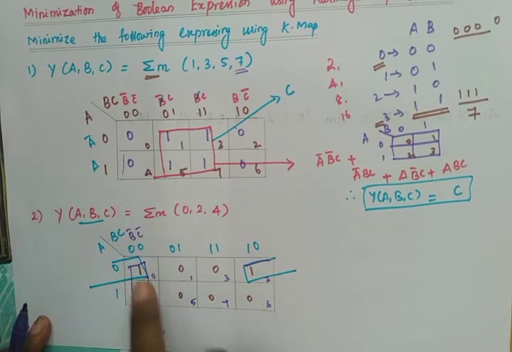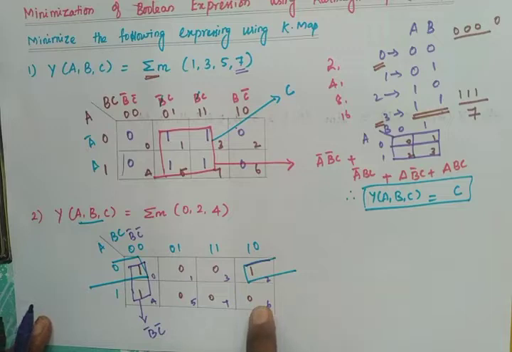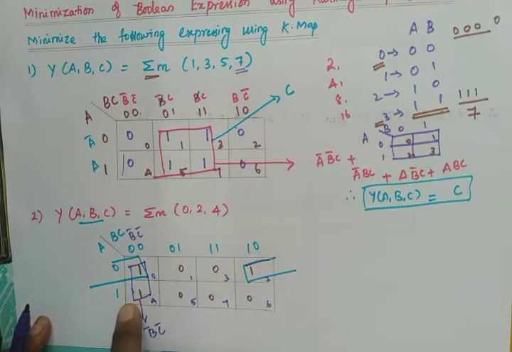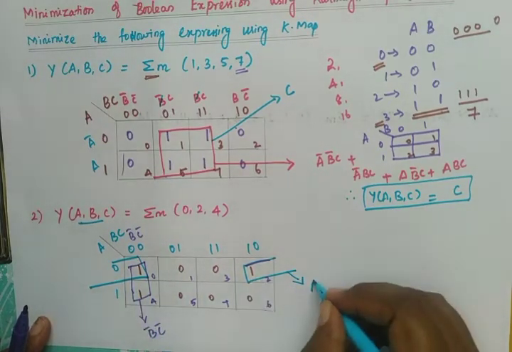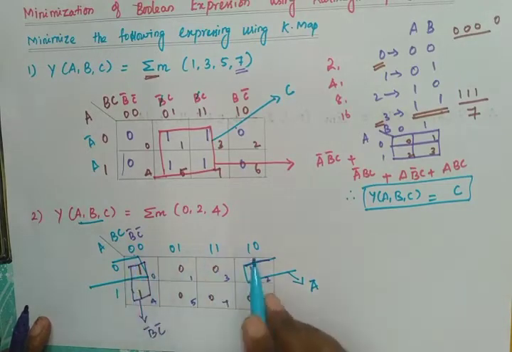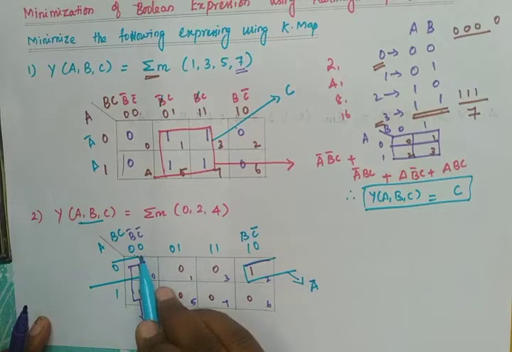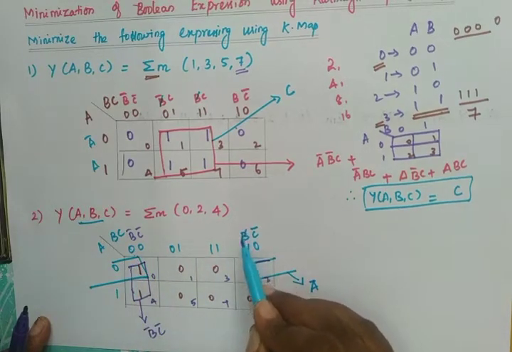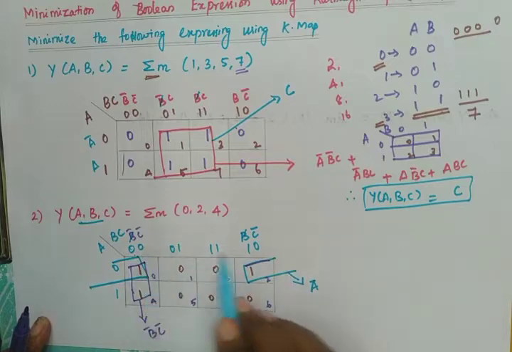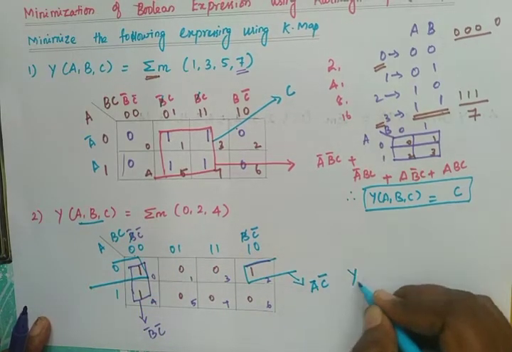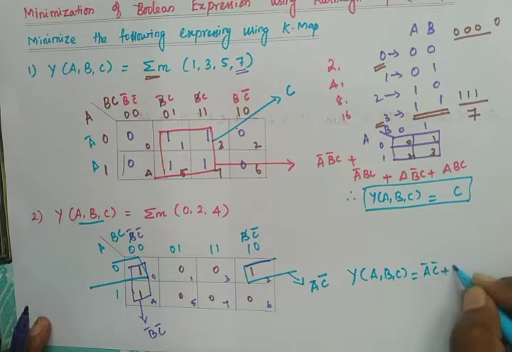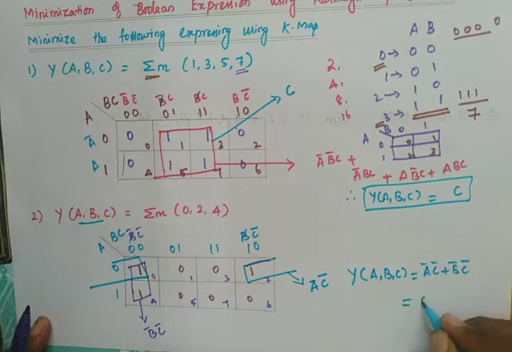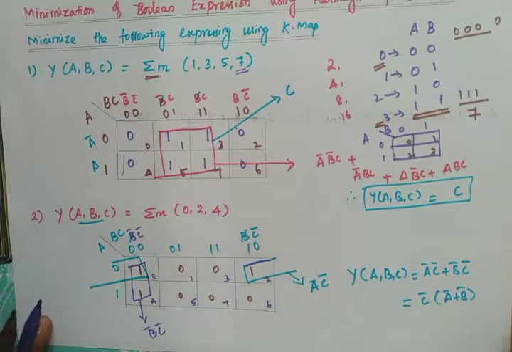But diagonal is not possible. You cannot group this one with this one, as well as we cannot group this one with this one. Now we can group these 2 corners. What will be the answer for this? Here we have A bar. Now compare these two. Here we have B bar and here we have B. B into B bar will get cancelled. So we have the answer as A bar, C bar. Finally y of A, B, C is equal to A bar C bar plus B bar C bar. Or we can write this as, taking C bar as common, C bar times A bar plus B bar. This is the simplified expression for this second question.